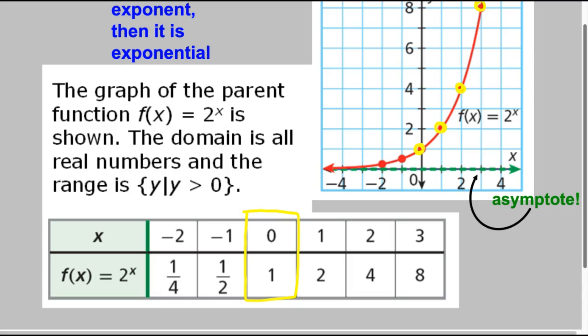If you go backwards, something neat happens as well. So let's just say we go backwards into negative land. If I take 2 to the negative 1, I get, flip it, 1/2. If I take 2 to the negative 2, I get 1/4. If I take 2 to the negative 3, I get 1/8. And it just gets really, really small.